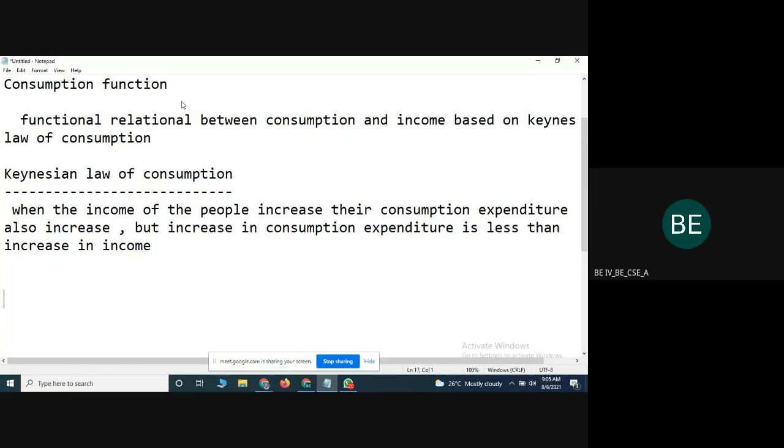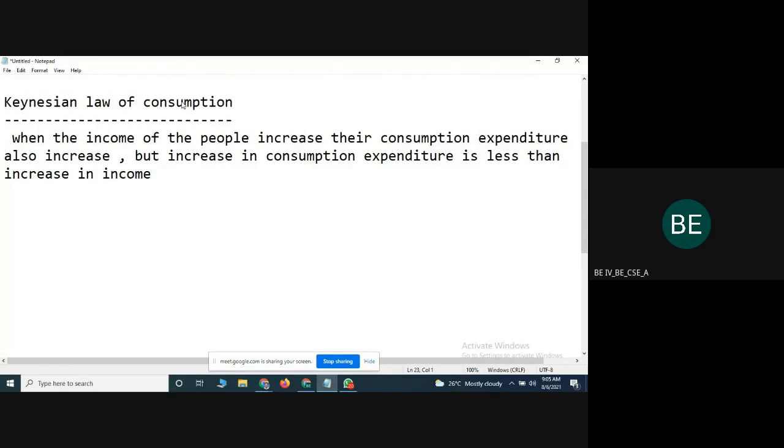In order to demonstrate the Keynesian law of consumption, I'm going to consider one scenario. I'm going to consider one table with two columns. One is called income and the other is called consumption. Income is denoted as Y and consumption is denoted as C.